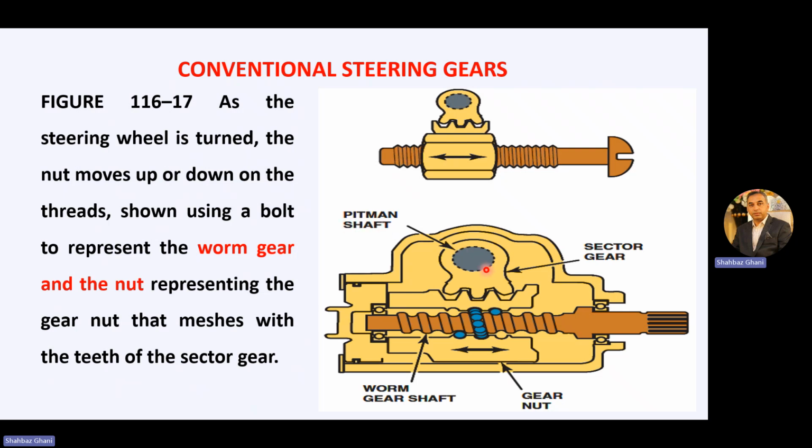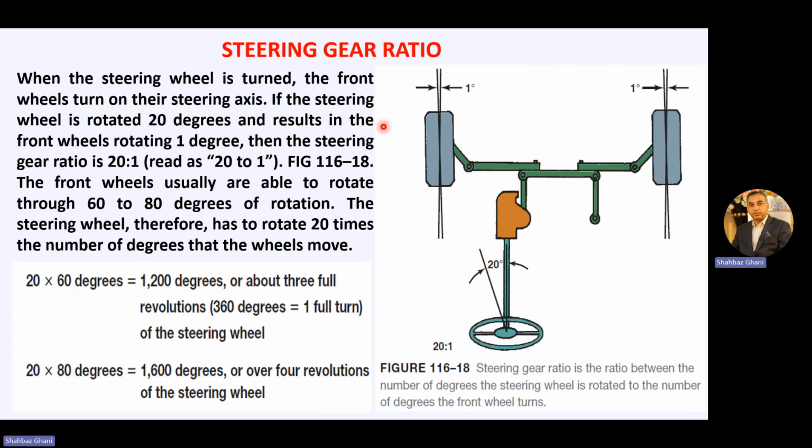So the pitman shaft is attached here. This is the sector gear, and this is the worm gear shaft, and this is the gear nut. So it moves like this. We have a rotary motion here. That rotary motion is converted into lateral motion with the help of this worm gear shaft. Now, steering gear ratio, the most important and interesting part in this steering mechanism.